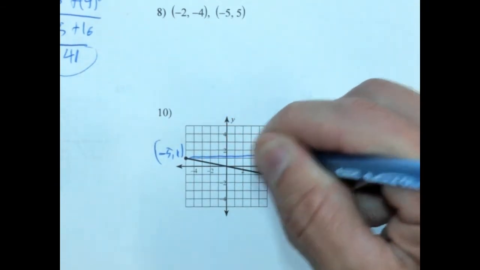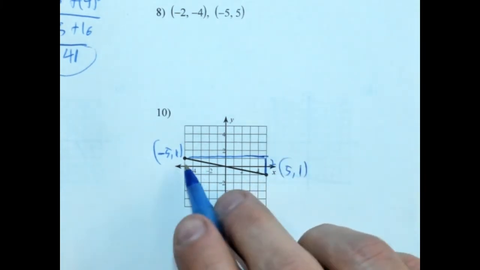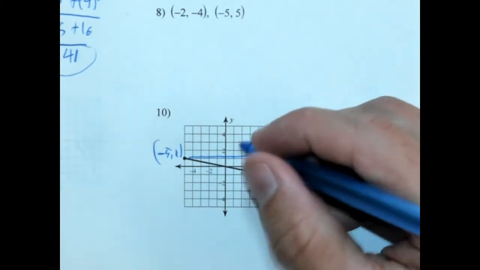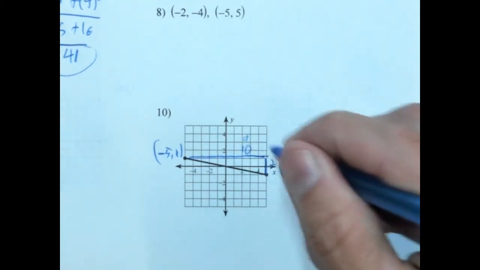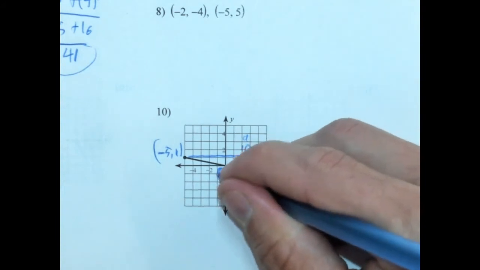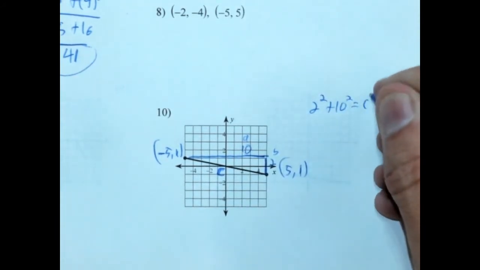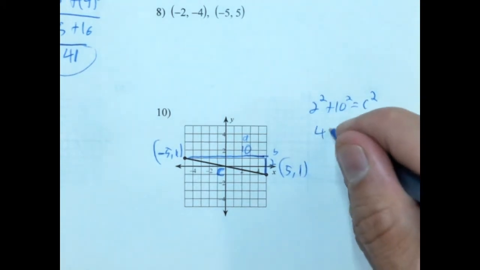You could create a right triangle here, and you could calculate. So we know this is going to be 2. This is going to be 10. That would be our A, that would be our B. We go ahead and solve that. So we're going to go ahead and set that up. So we're solving for the C, obviously. So it'd be 2 squared plus 10 squared equals C squared. 4 plus 100.